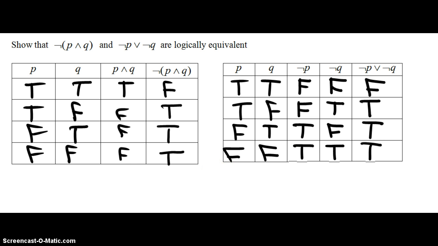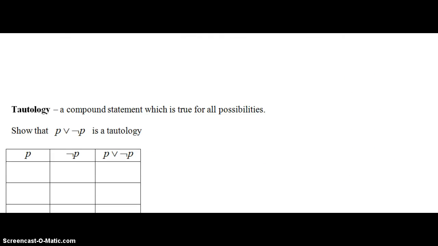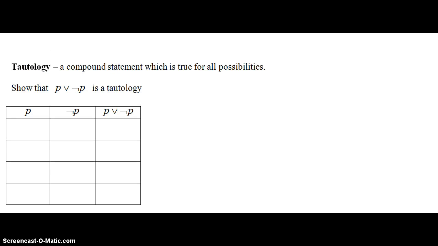Now notice that this and this are the same. They are logically equivalent. Okay, that's what that means. False, true, true, true. False, true, true, true. Logically equivalent. Moving on, tautology is another new word, a compound statement which is true for all possibilities.